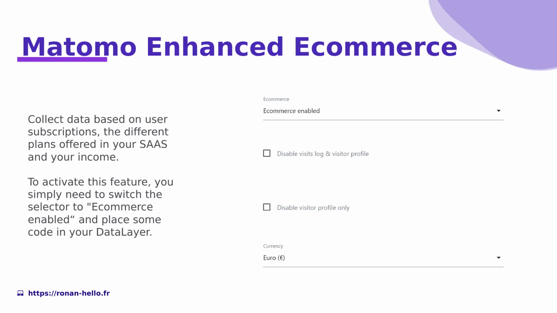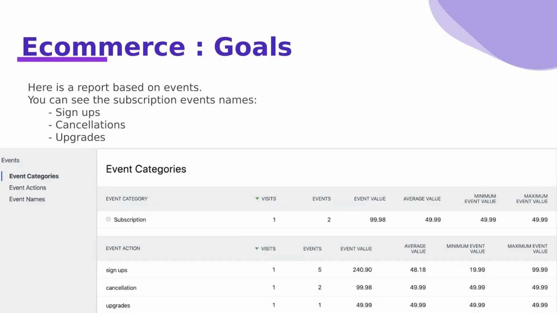It's a functionality that is built into Matomo. You can enable it just by turning on the e-commerce enabled switch and setting up the currency you use. To have a full implementation of Matomo Enhanced E-commerce, you have to configure your data layer and add some code on the product page or in the different funnel pages. Matomo e-commerce will trigger some events, and those events will be readable in the events report right in Matomo.